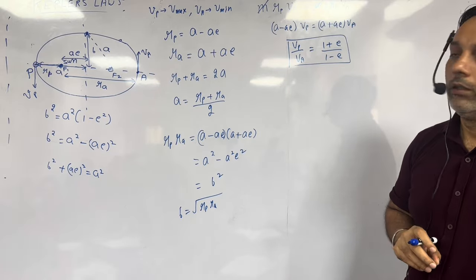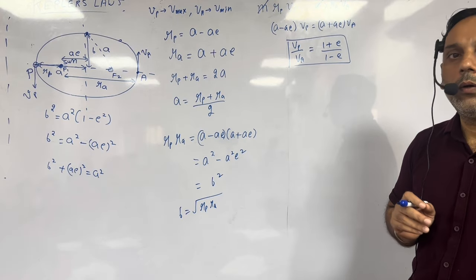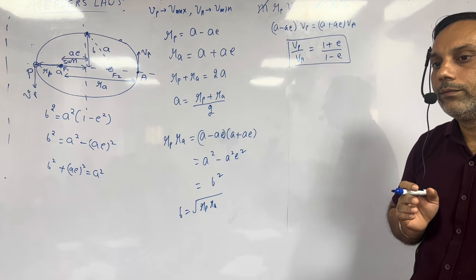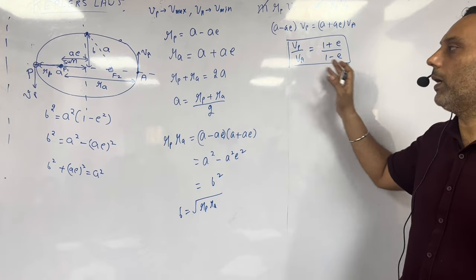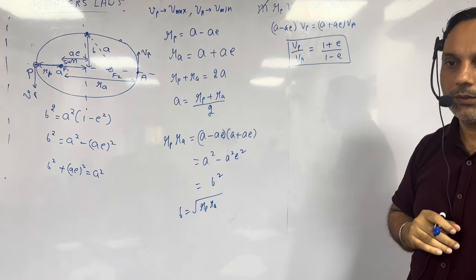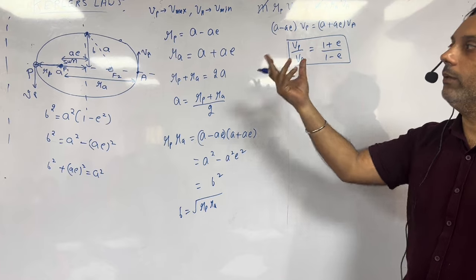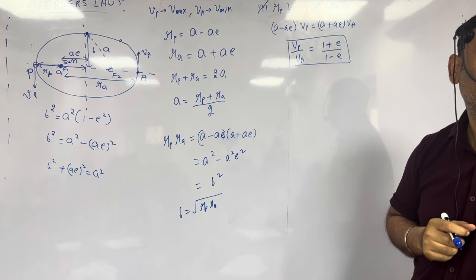Okay. It will depend on the type of ellipse, right? So directly or indirectly, they will give you the value, right?